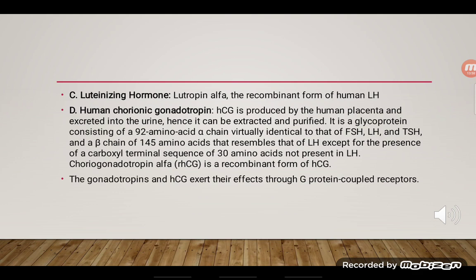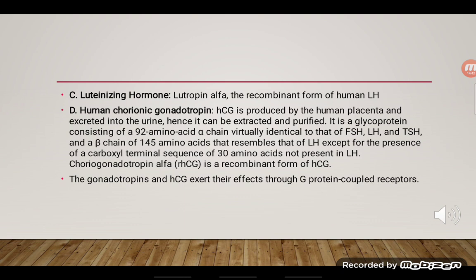For the luteinizing hormone, the recombinant form which is currently available is called lutropin alpha. For the human chorionic gonadotropin, as you probably know, this hormone is produced by the placenta, and it's excreted in the urine of a pregnant woman, where it can be extracted and purified.